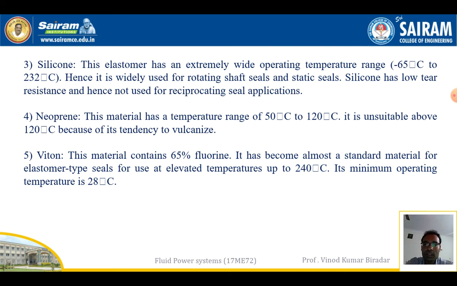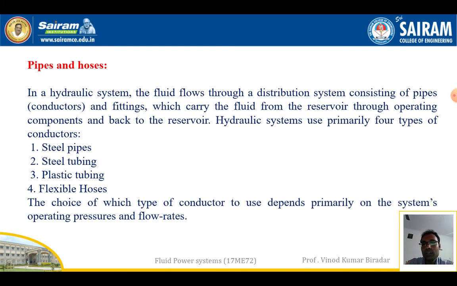It contains 65% of fluorine, and it has become almost a standard material for the elastomer type seal, and it is used for elevated temperatures up to 240 degrees centigrade. Its minimum operating temperature is minus 28 degrees centigrade. In between this, we can use Viton type seal material for the hydraulic power system. Okay, next one is the pipes and the hoses. So this is very important in a hydraulic power system.